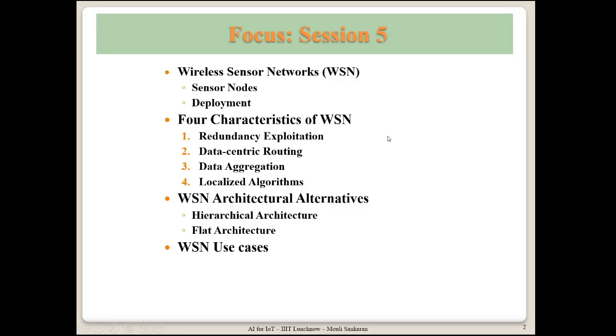So what I plan to do is to give you a flavor of what the WSN is, and then I'll give you some major characteristics of a sensor network. How is it different from normal computer networks, and why is it working in an IoT environment? And then we'll see a couple of architectures, which is just a high level architecture, and use cases. Okay.